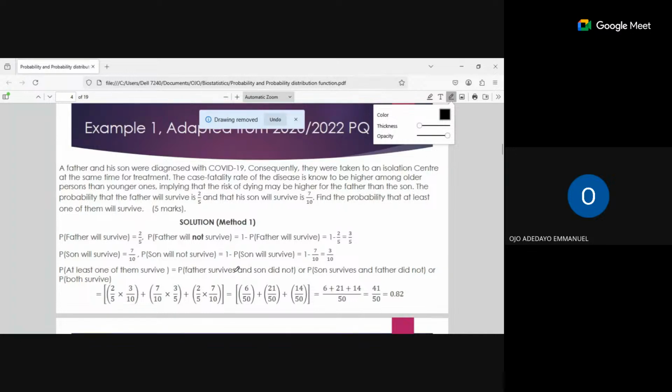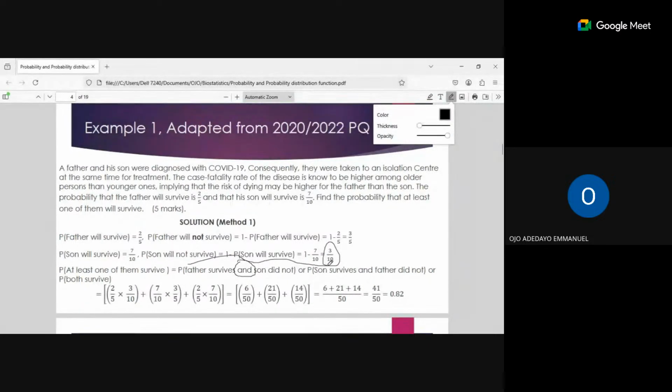Now the probability that father will survive has been given from the question to be 2/5. Now I told you earlier that anytime you are hearing the word and in probability, it means multiplication. That is why we are having times. What is the probability that son will not survive? Remember that from this concept, we have found the probability that son will not survive. The probability that son will not survive is 3/10.